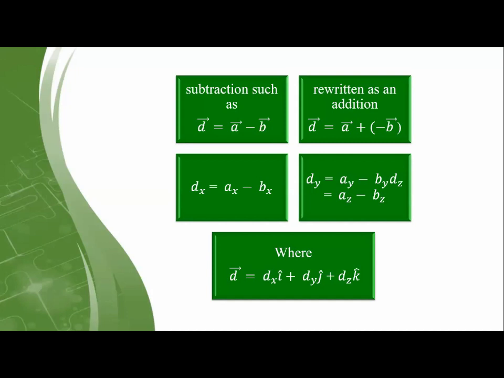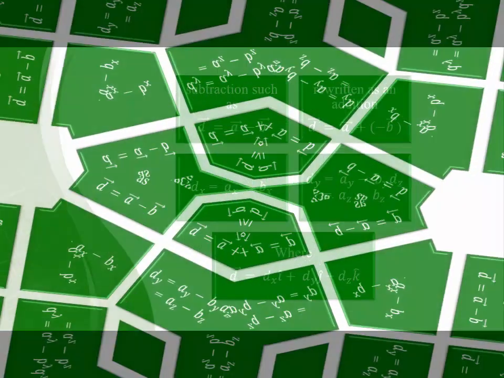To subtract, we add A and minus B by components to get Dx equals Ax minus Bx, Dy equals Ay minus By, and Dz equals Az minus Bz, where D equals Dx i hat plus Dy j hat plus Dz k hat.